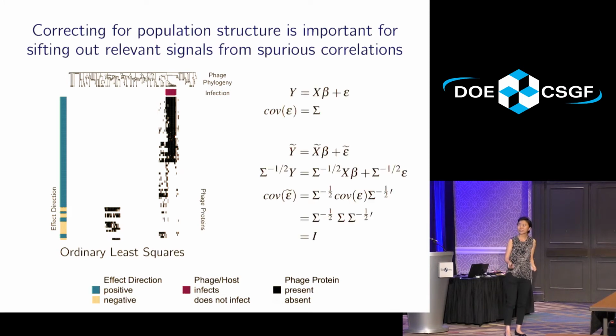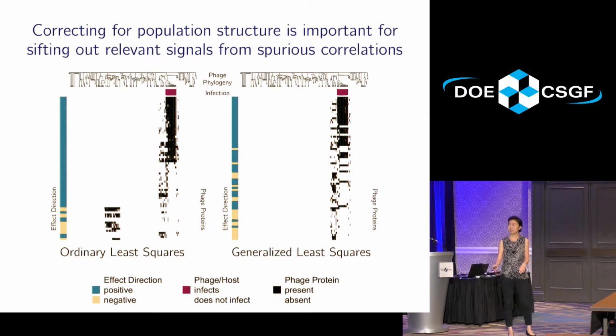There's actually a really neat trick that you can play. In statistics it's called generalized least squares, and in signal processing it's called whitening. You just multiply by the inverse square root of the covariance matrix, and then you end up whitening out your noise. Now, if we do this, instead what we get as negative effects are genes that are in hosts closely related to this group of hosts, but that can't be infected by this phage.